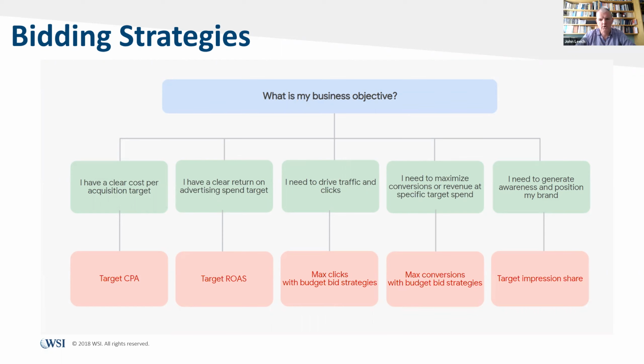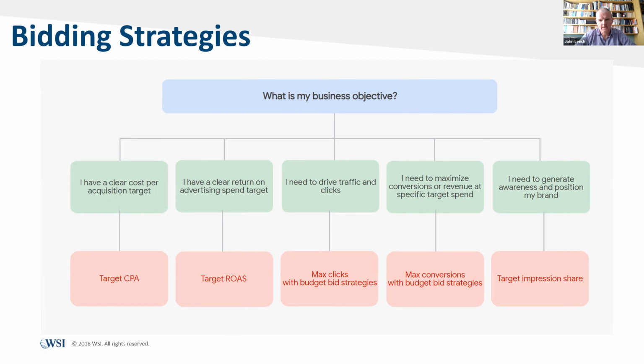Maximize clicks is one that we use very often just to get data into the account. So allow Google to show my ads as often as it can in order to maximize the number of clicks that I get, because if I get clicks, at least then I'll begin to see how well my website performs and how it converts, etc. So maximize clicks is a good first one when you don't know what your conversion rate is like, and therefore what your target CPA can be.